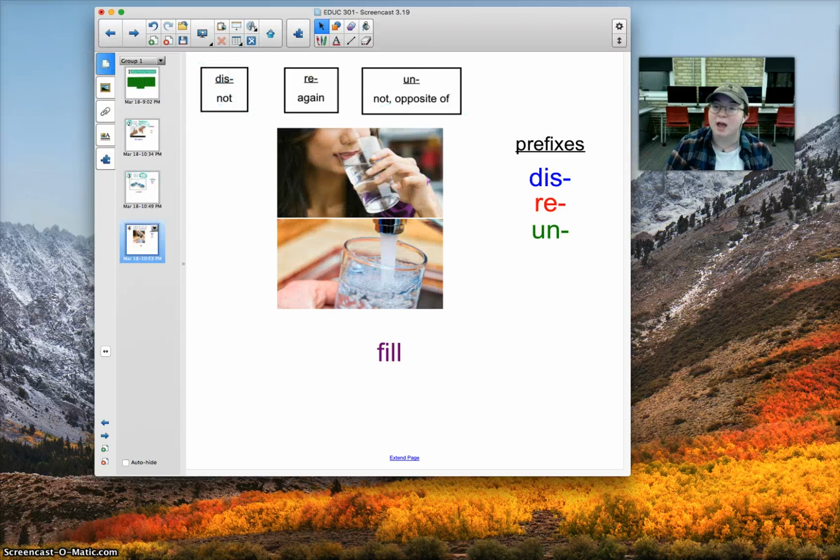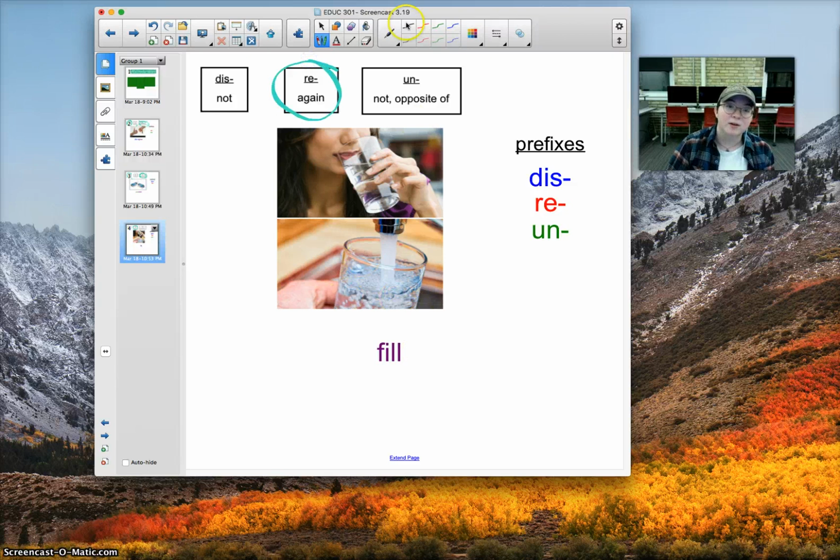So here we have someone drinking water and then someone filling the glass. I know when I'm super thirsty, I might want more than 1 glass of water. It says fill under it, which could mean because it's filling right here, but because she's drinking beforehand, I think that she drank the whole cup of water and is filling it again. So because we're filling it again, we're going to look at this prefix right here, re.